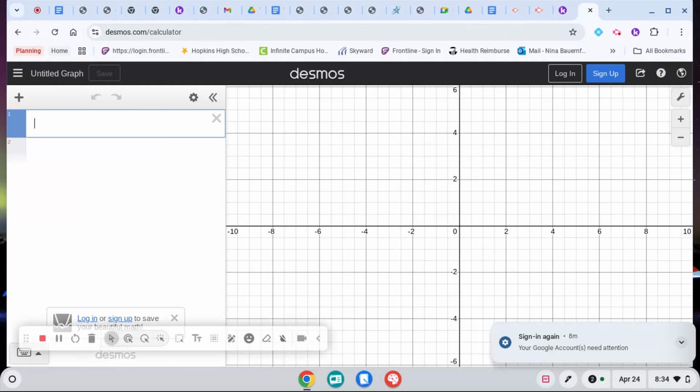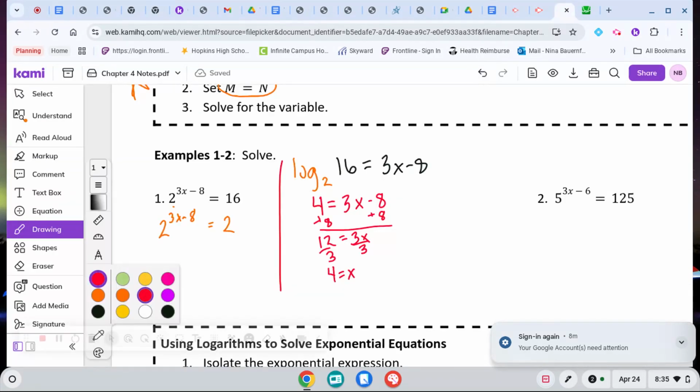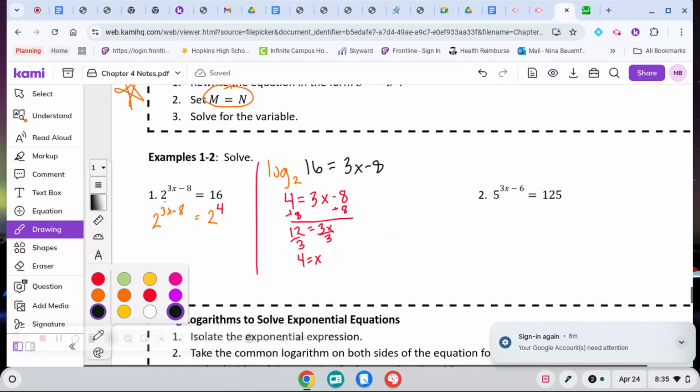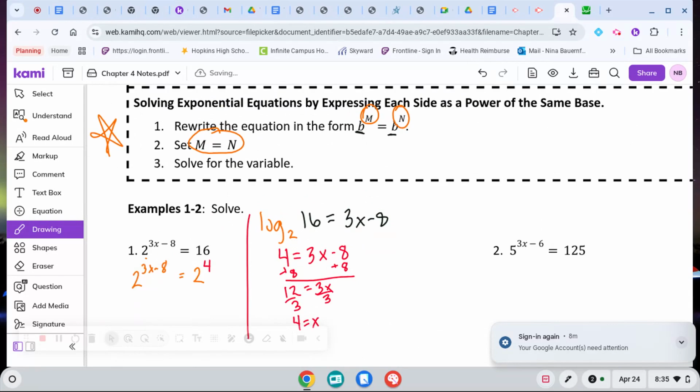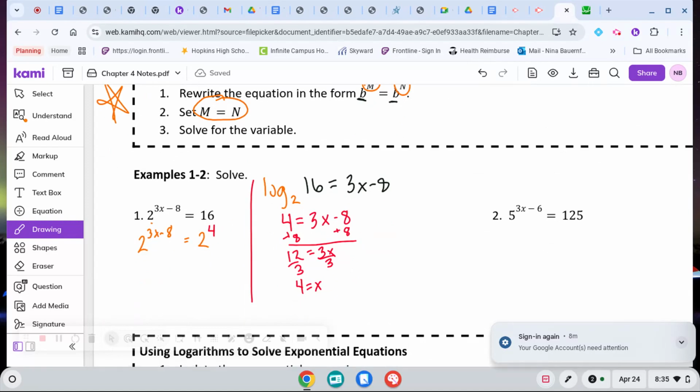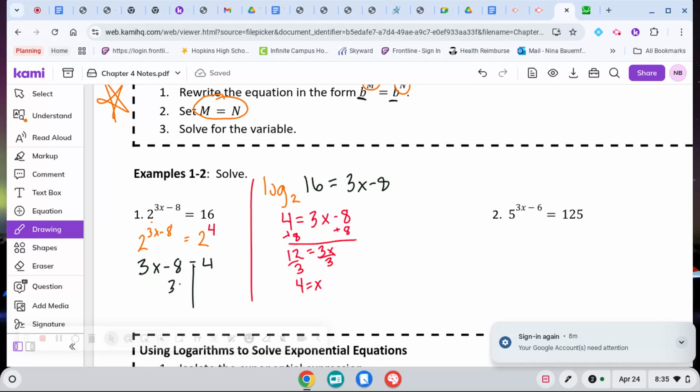So what I would do here is just go 2 times 2, that's 4. Keep going. Times 2 is 8. Times 2, that's when we finally hit 16, and we had to do it 4 times. So we would put a 4 up here because it took 4 tries. Then step 2 is saying, we have the same base now, so set the two exponents equal to each other. So we would go 3x minus 8 equals 4, and then drop your line and solve, same thing we did on the other side. You would get 3x equals 12, and then x equals 4.